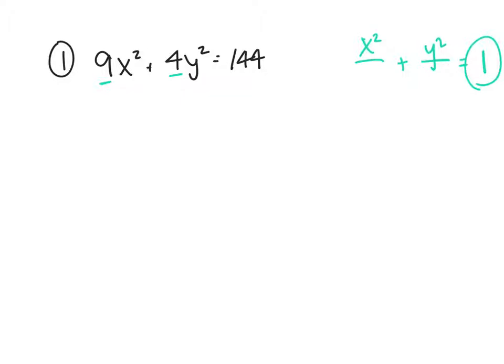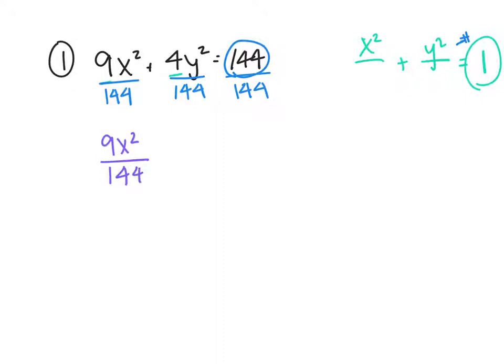However, to fix that, what we need to deal with is the fact that that 144 needs to be a 1. So for an ellipse equation, it always has to be equal to 1. To turn 144 into 1, we don't want to subtract 143 because then we would have some random number subtracted over here. That wouldn't be in the form we want. Instead, we just divide everything by 144. Whatever we do to one side, we have to do to the other side. So that gives us 9x squared over 144 plus 4y squared over 144 equals 1.